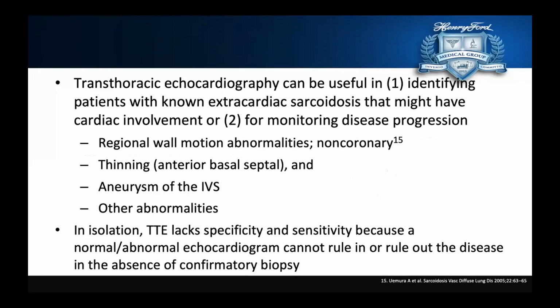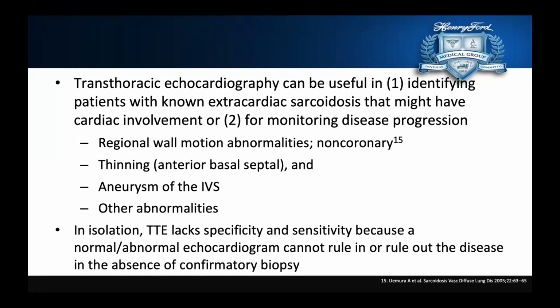Then we also have our transthoracic echocardiography, so echoes. So these can be useful. This can be useful in identifying patients with known extracardiac sarcoid that might have cardiac involvement, even monitoring disease progression. Common findings on echo that we'll look for would be regional wall motion abnormalities, usually in a non-coronary distribution. You'll see anterior basal septal thinning with increased echogenicity. That could be highly suggestive.